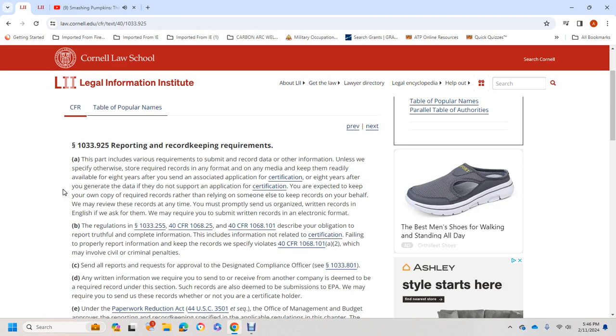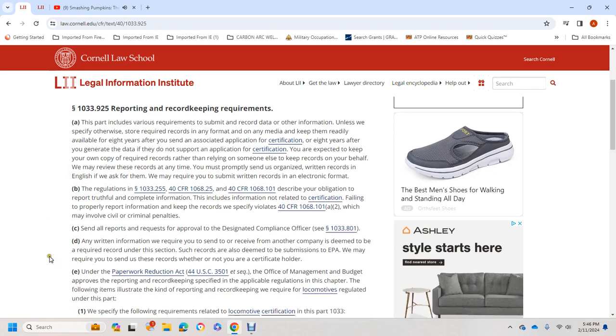You're expected to keep your own copy of the required records rather than relying on someone else to keep the records on your behalf. You must review the records at any time. You must promptly send organized written records in English if we ask for them. You're required to submit the written records in electronic form. See regulations 1033.255 and 1068.